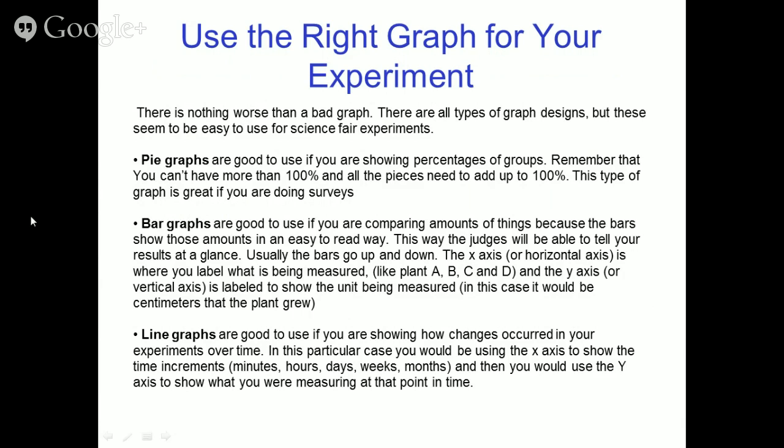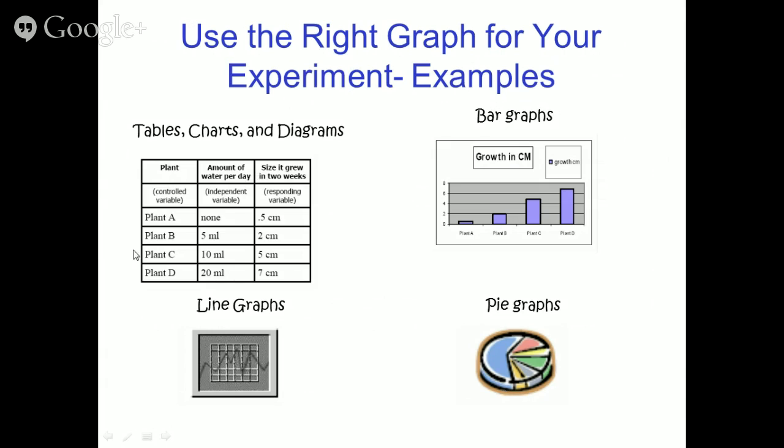So that's bar graph. Last is line graph. Line graphs are good to use if you are showing how changes occurred in your experiments over time. In this particular case, you would be using the x-axis to show the time increments, minutes, hours, days, weeks, months. And then you'd use the y-axis to show what you were measuring at that point in time. And then these are examples.